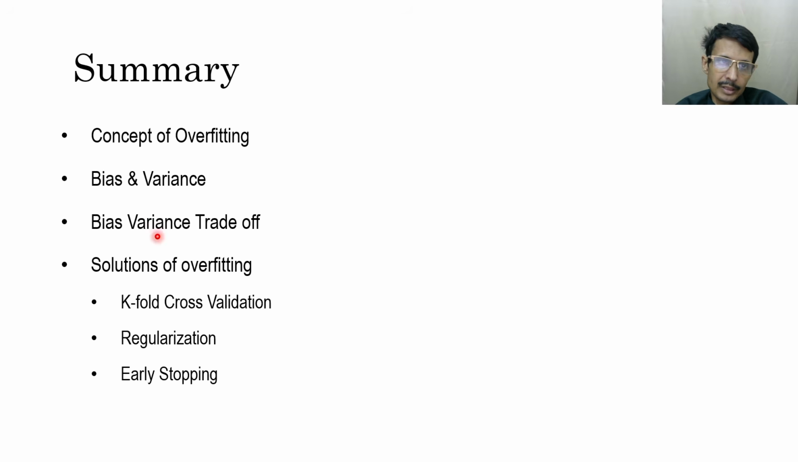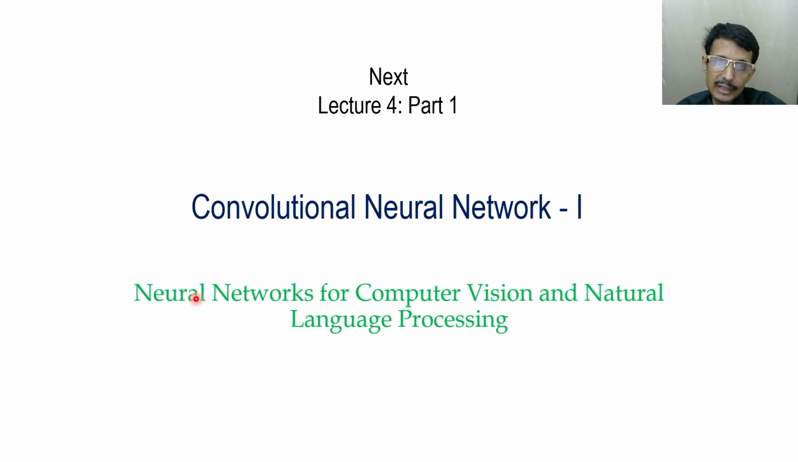So in this lecture, we have considered the concept of overfitting, what we mean by bias and variance, and explained underfitting and overfitting by means of bias and variance. Once you understand bias and variance, we then tried to understand different solutions to overfitting: cross-validation, regularization and so on. In the next lecture, we will continue with overfitting. Thank you very much.